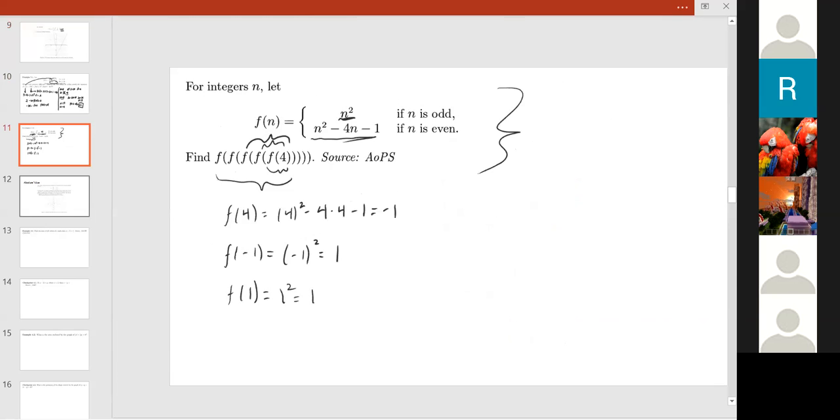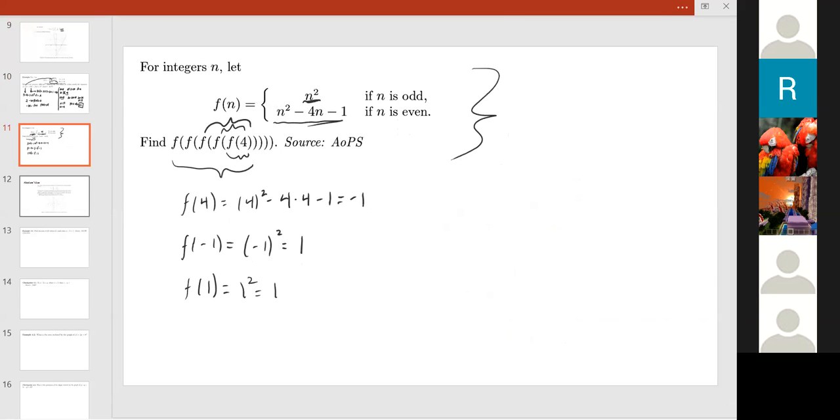So you can see a pattern that from here on out, we're going to keep getting 1s because 1 is odd and 1 squared is just 1. So we're going to keep getting f of 1. So therefore our answer is just going to be 1.